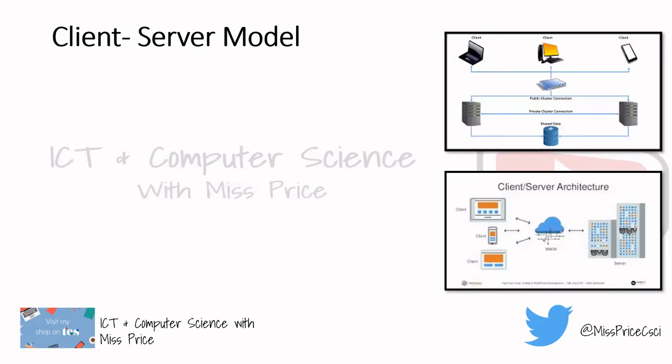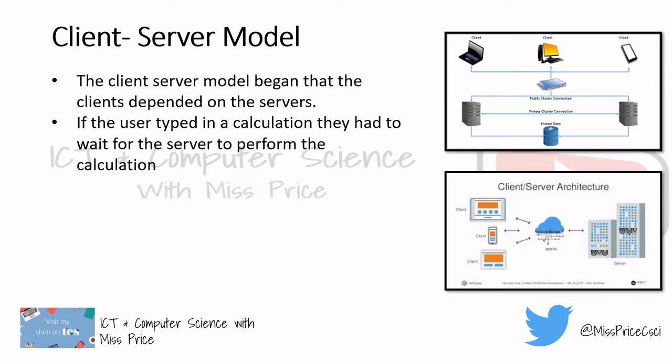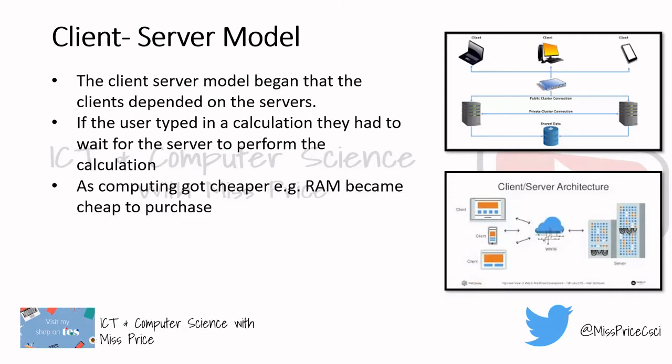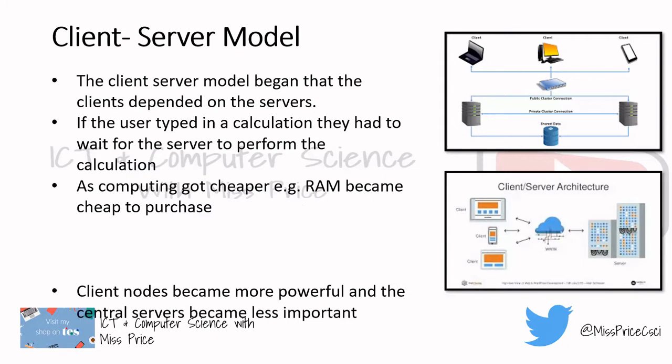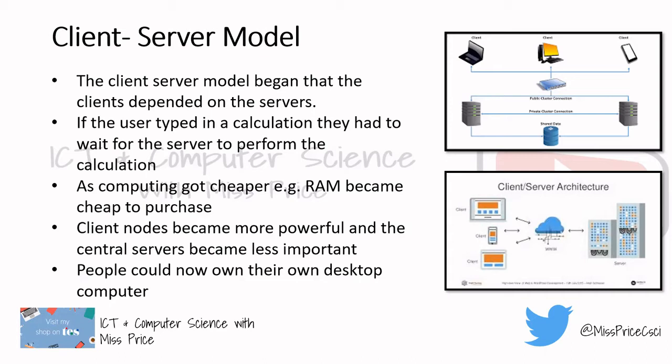So let's take a look at the client-server model. Now, the client-server model began with the clients depending on their servers. So if the user typed in a calculation, they had to wait for the server to perform that calculation. As computing got cheaper, RAM became cheaper to purchase, and obviously the more RAM there is, the faster a computer can work. So the client nodes became a bit more powerful, and the central services became less important as time went on. So people could now keep their own desktop computer.